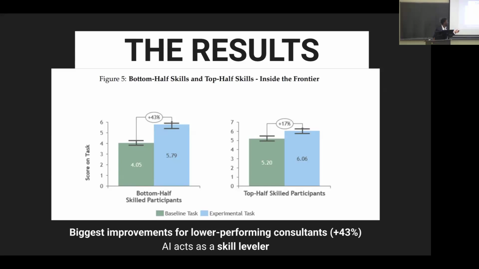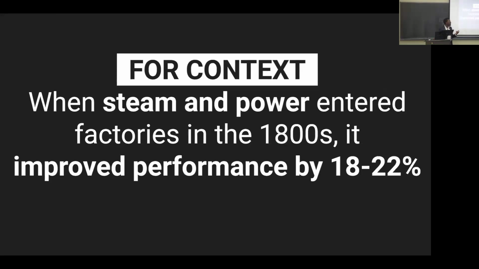And really, we saw that the bottom performing consultants improved about 43%. For context, there's estimates that when steam and power entered factories in the 1800s, that improved performance by about 18 to 22%. Right? So the performance gains by AI are pretty significant, but because it's in the knowledge workspace, it's kind of hard to quantify. Like we're not just generating more cars, right? Which is what happened in the, probably not cars, buggies in the 1800s, right? We're not just generating more things, but we're able to do more, right? And sometimes that's invisible because of just the nature of how AI works.